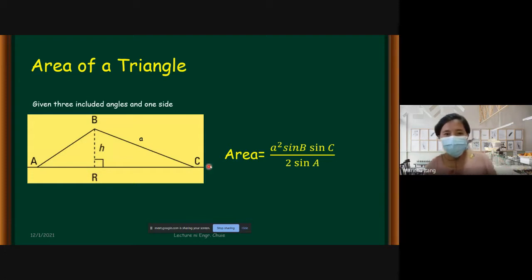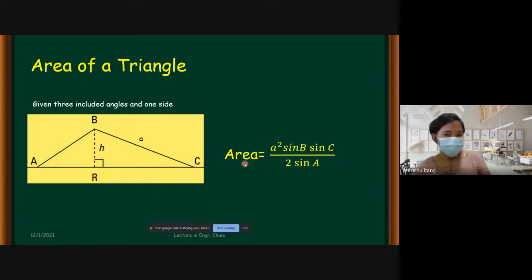So if you are given the 3 included angles and one side, it's different from the other one kanina. Kanina meron tayong 3 sides and an angle. So what if the only available angles we have are the included ones, let's say A, B, and C, and you are given one side? You could either use the sine law to determine the other sides if you want, but mas madali siyang isolve if you already know this basic formula.